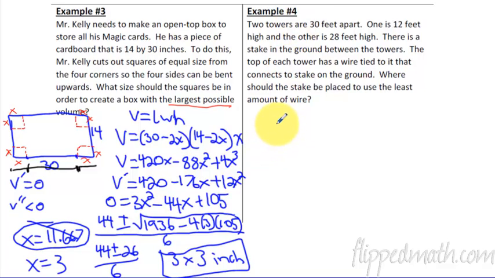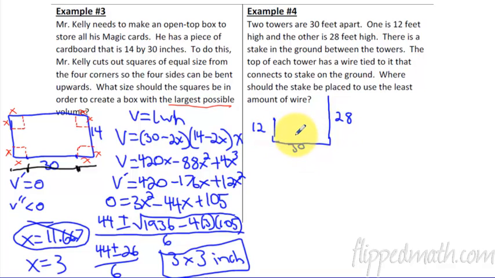We've got 2 towers that are 30 feet apart. One of them is going to be a smaller one and one of them is going to be a larger one. So we'll say this one is a tower that is 12 feet and this one is a tower that is 28 feet. And how far apart are they? They are 30 feet apart. This distance here is 30 feet. Okay, so what else do we have? There is a stake in the ground.